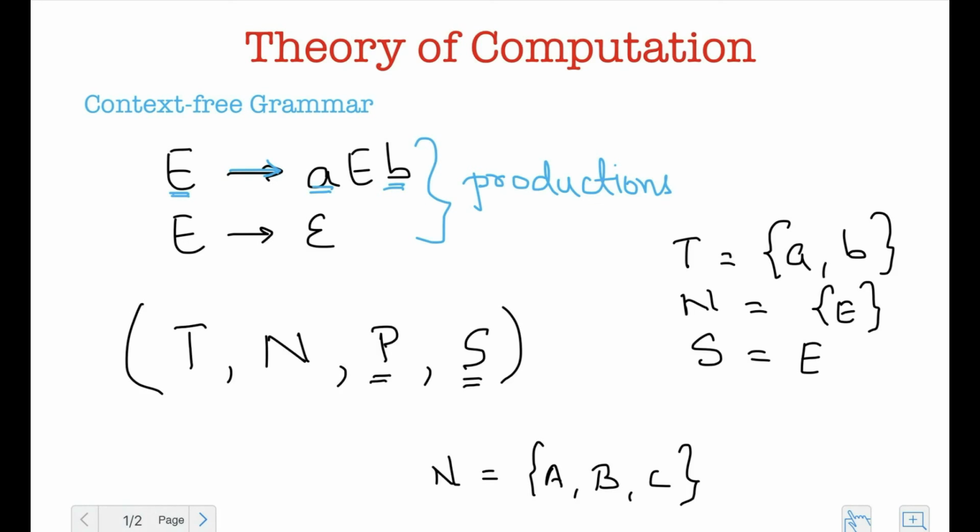This is the definition of a context-free grammar, which is a four tuple, just like we had definitions for our regular expressions, just as we had our definitions for our automata, which were five tuples. Here it's a four tuple.